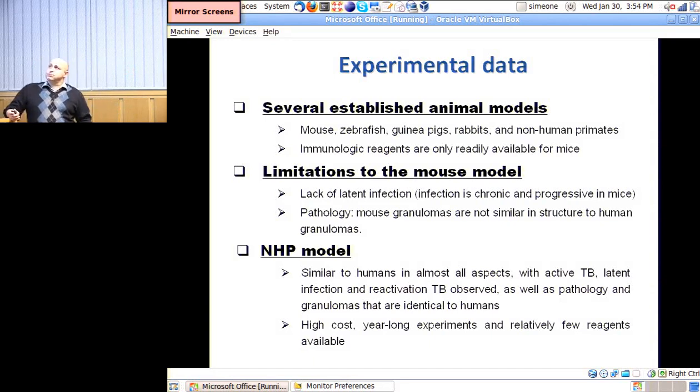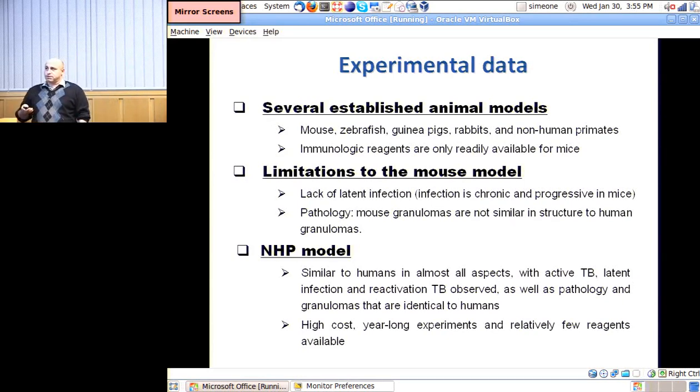There are several limitations, though. The mouse cannot reproduce the typical course of infection in humans. For example, in a mouse, we have a chronic infection, and it's progressive, so sooner or later the mouse is going to die. It reaches the peak of infection pretty fast, so it's very unique. And also the pathology is different. The granulomas are not exactly the same. The best one is the non-human primate, which is very similar in many aspects of the TB stages. The problem is that it's very expensive, the experiments are year-long, and there are relatively few reagents available.